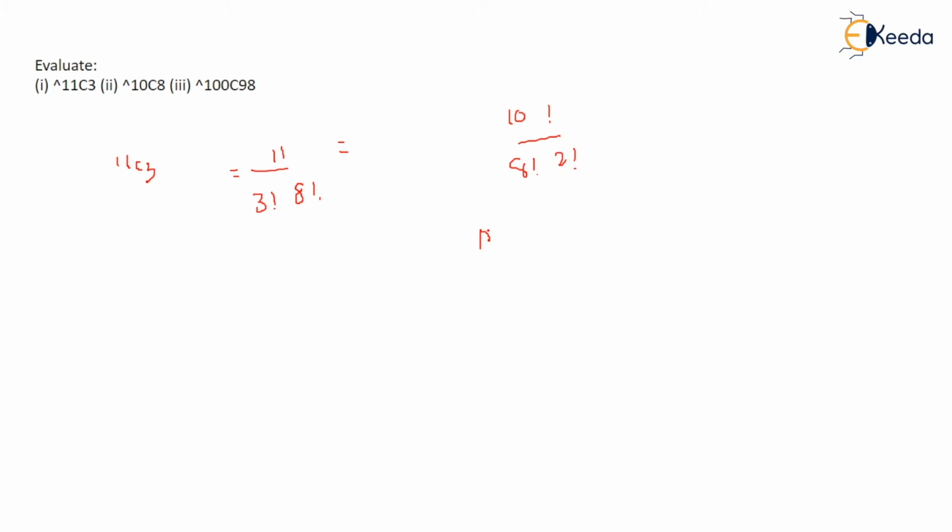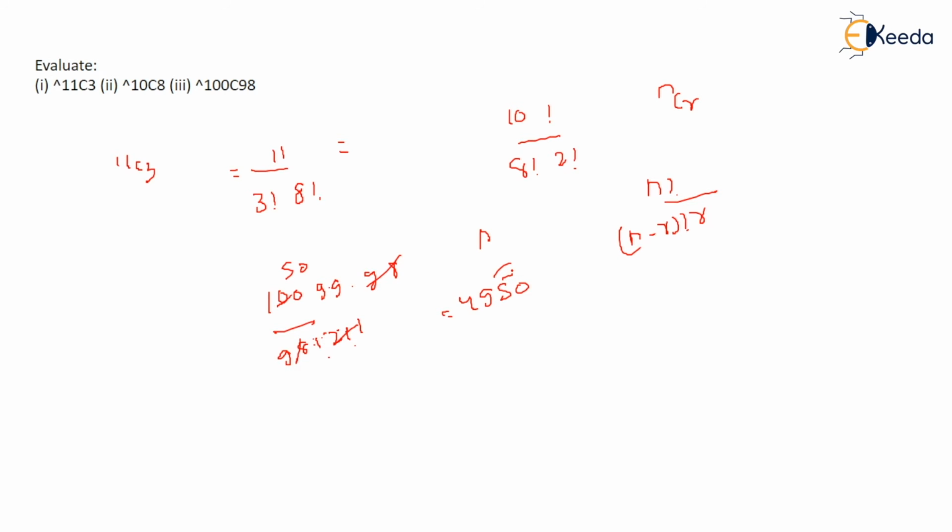How does this come? I told you this is N, this is R. What is that? NCR. So this is N factorial upon N minus R factorial into R factorial. You can solve it like this and find the values of different numbers. Similarly, 100 factorial upon 98 factorial into 2 factorial, right? So this 98 factorial can be cancelled like this, and 2 factorial means this 50 into 99. You can find out the value, it comes out to be 4950. This is how you need to evaluate various values.